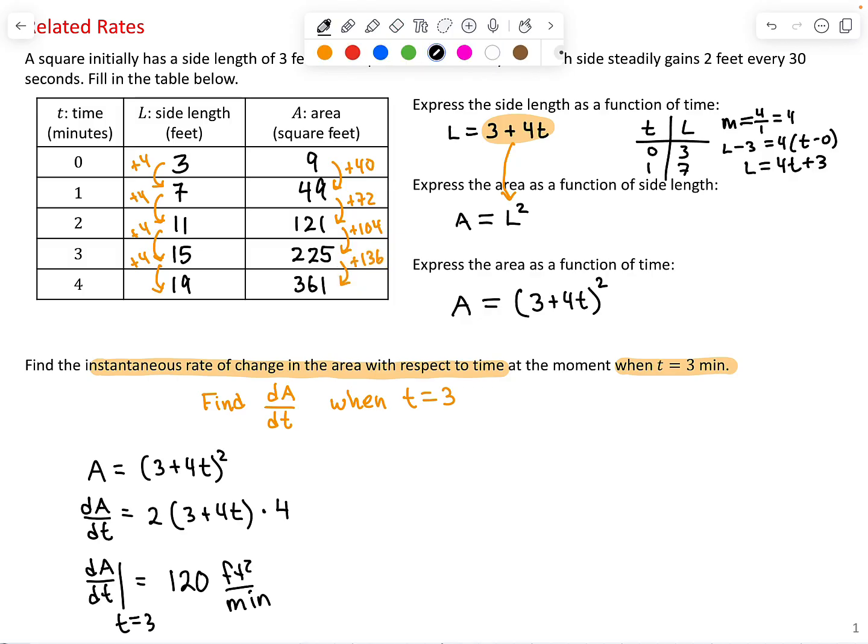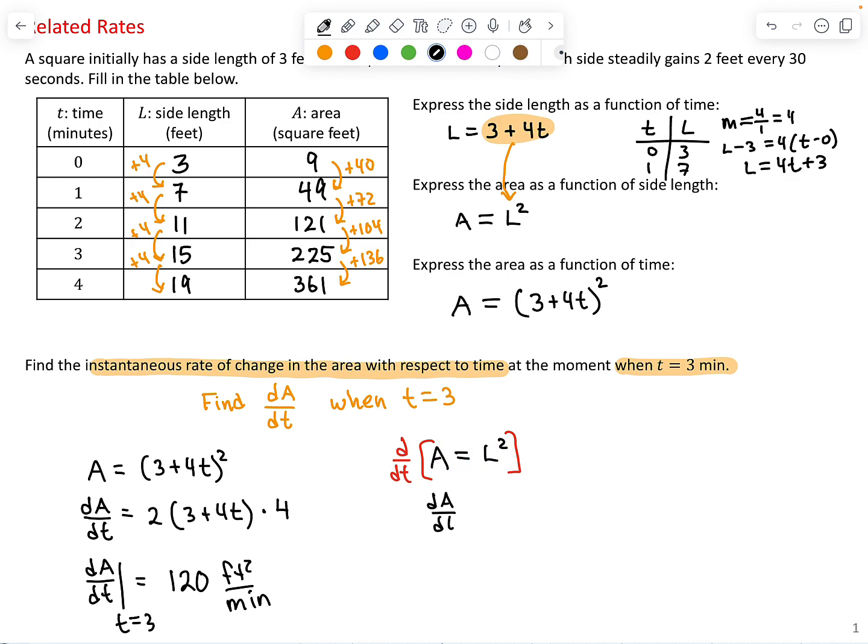Now let me show you a different way to do this, beginning with the formula that's area as a function of L. So the area is just L squared. What we're going to do is differentiate both sides with respect to t. Notice t is not a variable here, so we have to treat A and L as both implied functions of t.